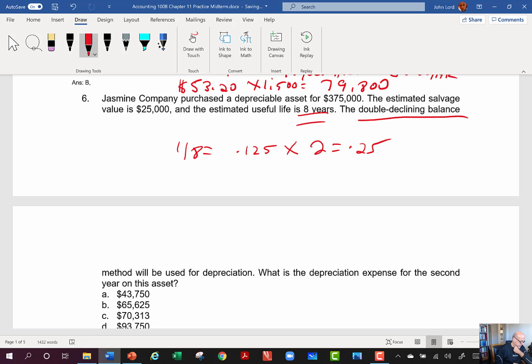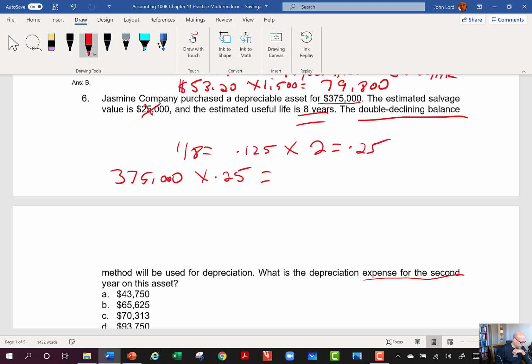Now they tell us that the machine's cost was $375,000. They give me that salvage value, but I don't use it in the calculations, and they're asking me the depreciation for the second year. Again, we're not going to be depreciating below salvage value in the first couple of years using double declining balance, so I know that I can ignore that $25,000 of salvage value. So I take that 375,000 times 0.25.